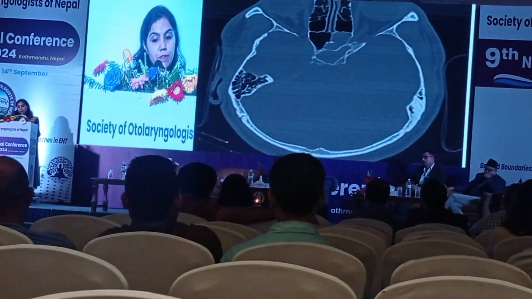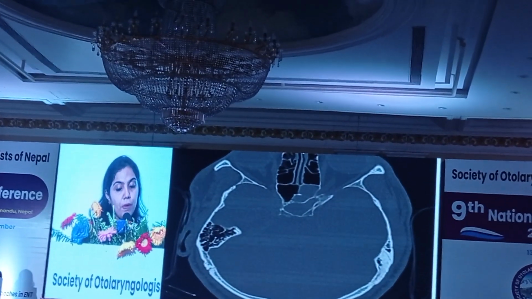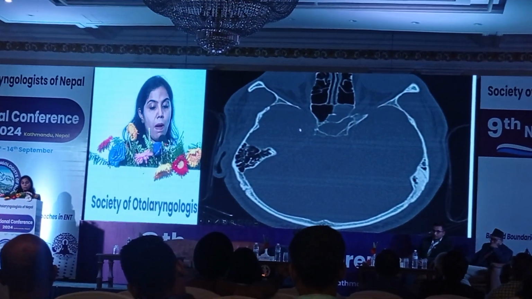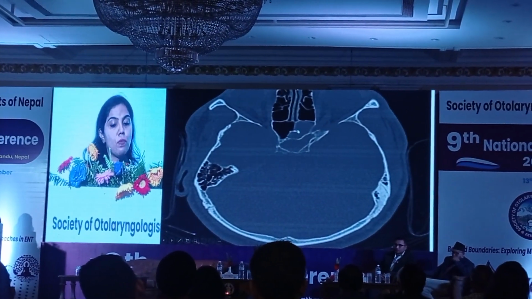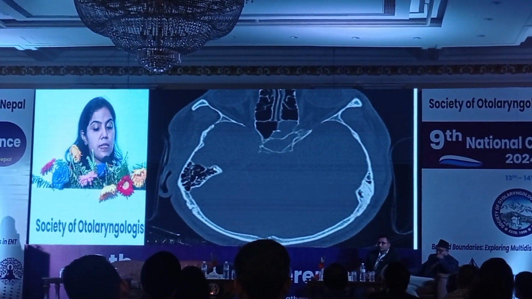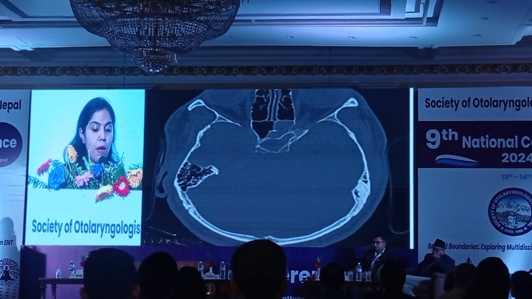So, if I read my axial scans, I am coming from medial to lateral. This is the first slide where I am in the medialmost part of the brain. I am quite inside, which is very well visible with the sphenoid sinus in view. This is the petrous apex, which is the deepest part of the temporal bone.